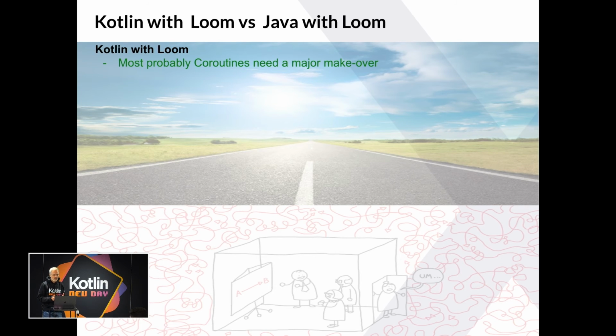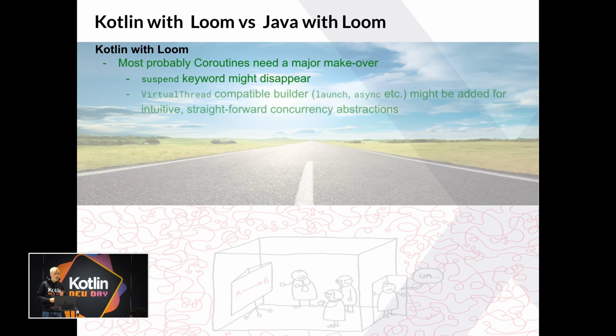Because we can assume that coroutines probably need a makeover, right? So as they work now, they probably won't function. Maybe the suspend keyword might disappear, I'm guessing here, but it doesn't make sense for a virtual thread to have this kind of intrusive context. Not necessary anymore. But we most probably get these beautiful builders again, which allow us to create these virtual threads, to have the scope nicely working as you would expect.